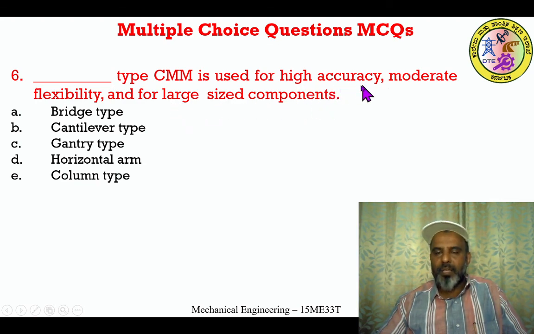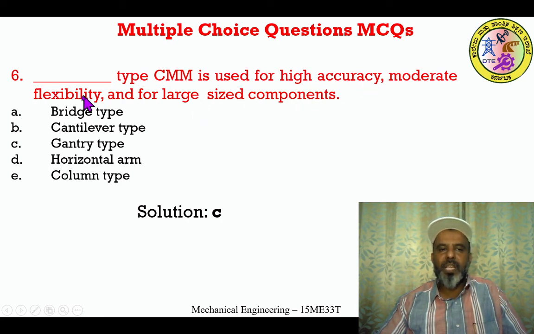Generally I have given the 3 uses: high accuracy, moderate flexibility, and large size components. Even bridge type we are having high accuracy and moderate flexibility, but bridge type are used for medium size components, but the gantry type are used for large size. Therefore the answer given here, C, is the correct answer, that the gantry type CMM is used for high accuracy, moderate flexibility, and for large size components.